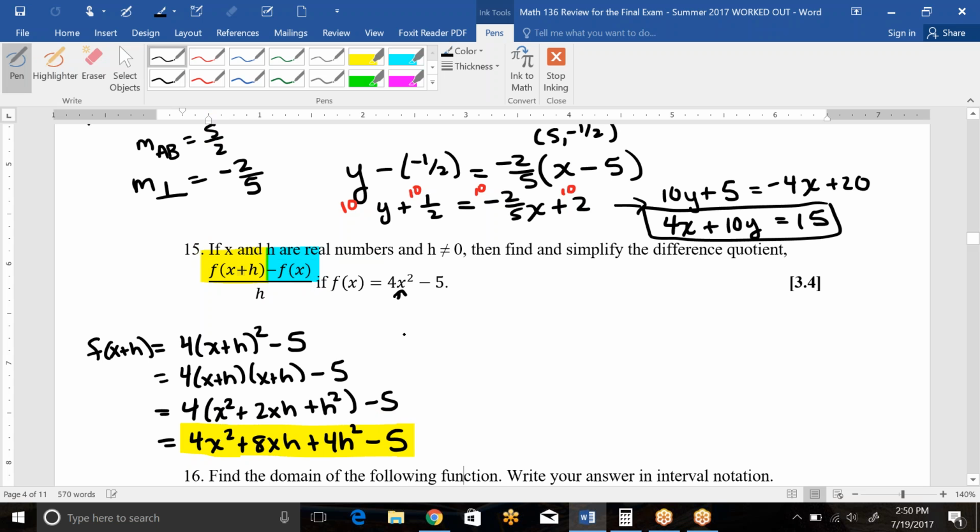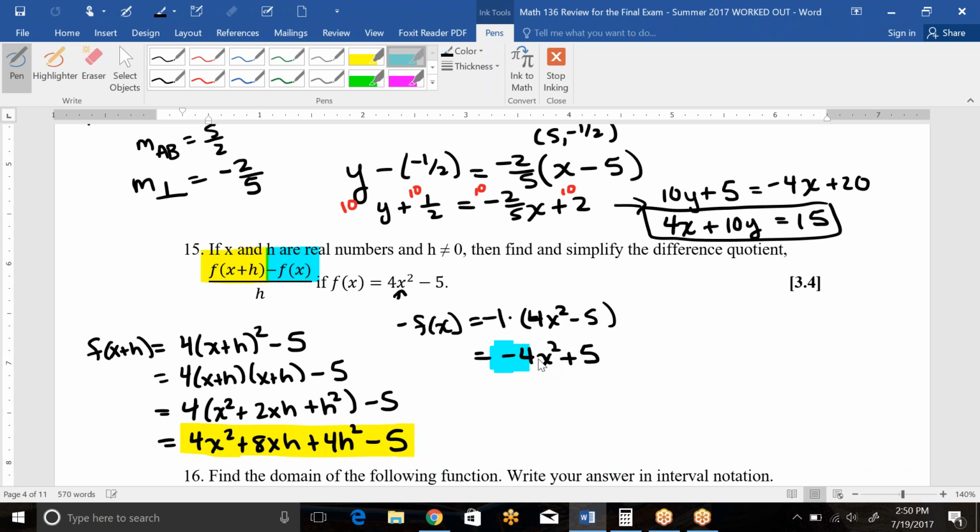Then I'm going to do the second part, which is negative f of x. This one is always a little bit quicker. This just means negative 1 times your function, which is 4x squared minus 5. So it just changes all of your signs. So that's my blue piece.